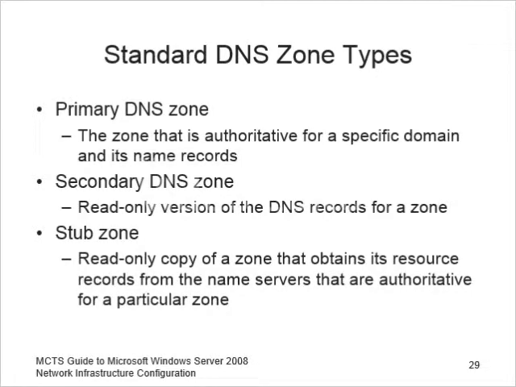The stub zone contains a subset of zone data consisting of a SOA, an NS, and an A record. Don't worry, we're going to explain these records later in this lesson. Like a standard secondary zone, resource records in the stub zone cannot be modified. They must be modified at the primary zone.